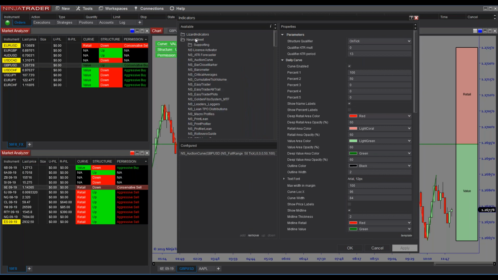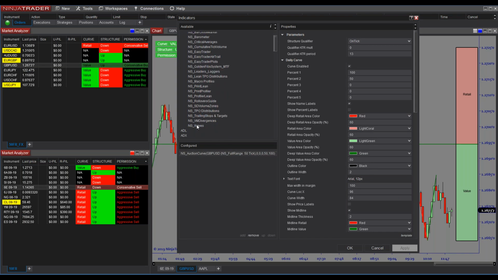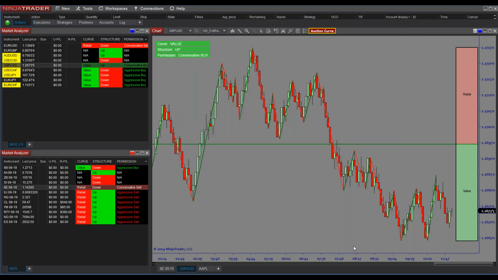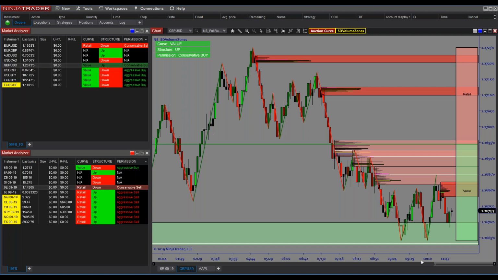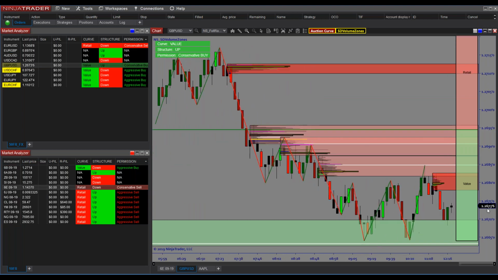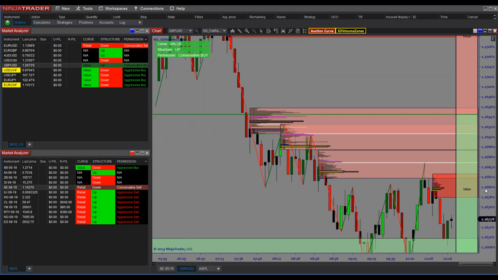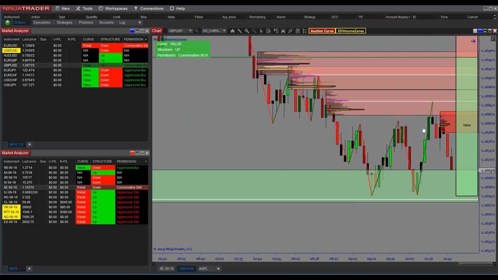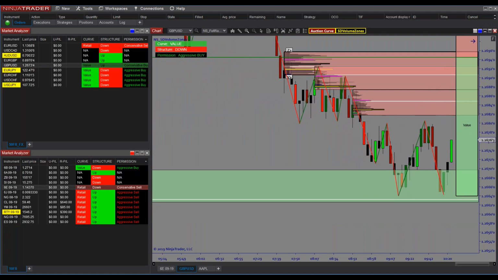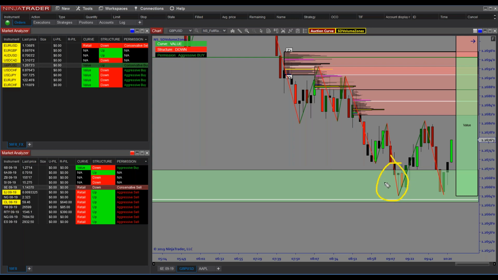Let's go in here. I'm just going to add one of our supply and demand indicators in here just to keep it simple. Take a look here for a second, guys. This is just an example. Right there, if I wanted to buy this demand zone, I'd be an aggressive buyer.